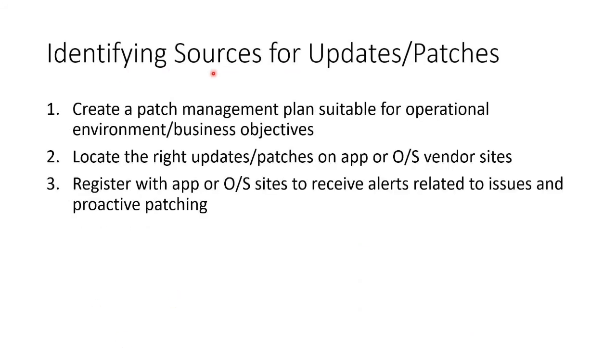Make sure that you identify where you're getting the updates and patches from. You should get them straight from the vendor. So you need a patch management plan that is suitable for an operational environment and covers your business objectives. You go to the vendor site and locate the right updates and patches. Most vendors, the ones that are serious, are very kind to provide these patches and updates, and you can download them and check them out yourself. You register with them, you receive alerts, you download, and you can either choose to have them immediately applied, but most people prefer to test them before actually applying them.